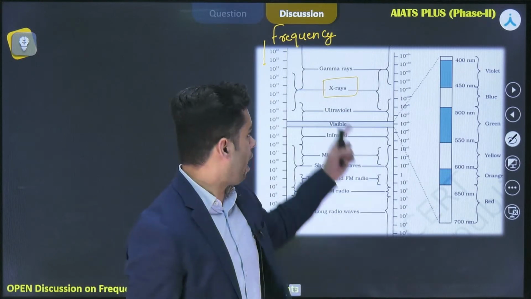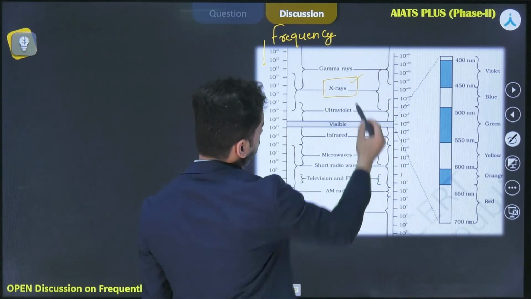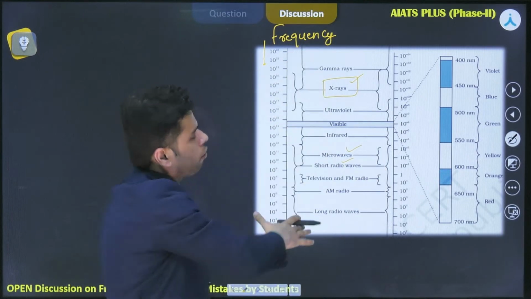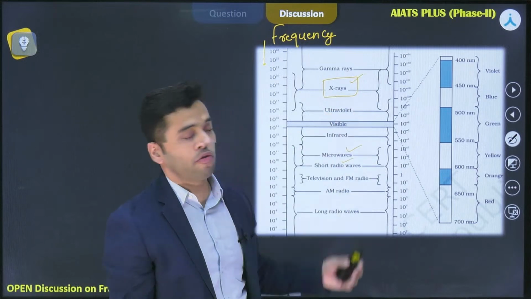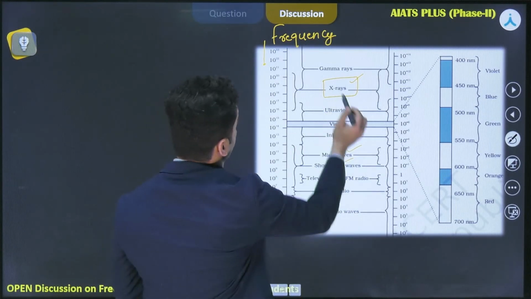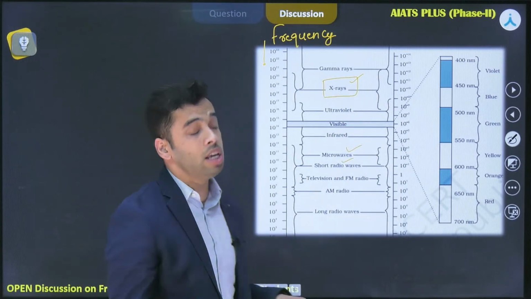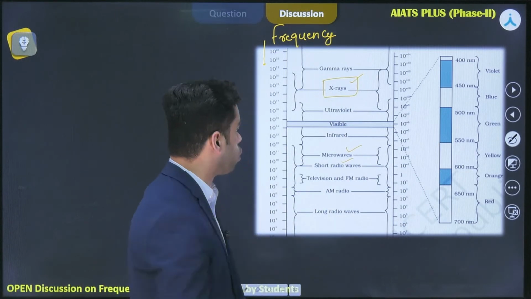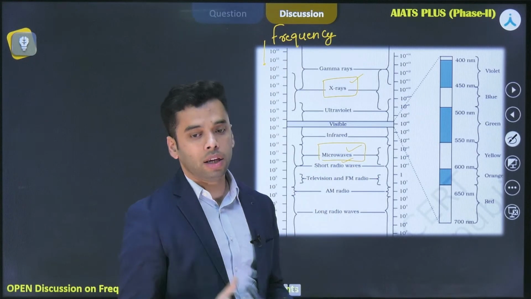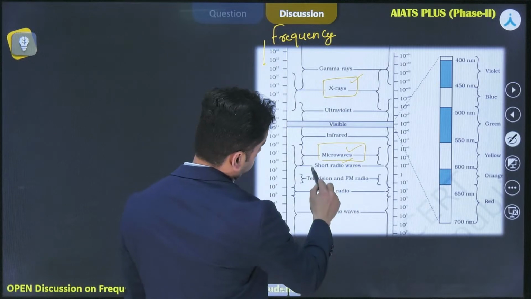You need to compare this X-ray, microwaves and radio waves, and this is the decreasing order of the frequency. It means that the maximum frequency is for X-rays. So X-rays are going to have the maximum energy, followed by the microwaves, and microwaves will be followed by the radio waves.